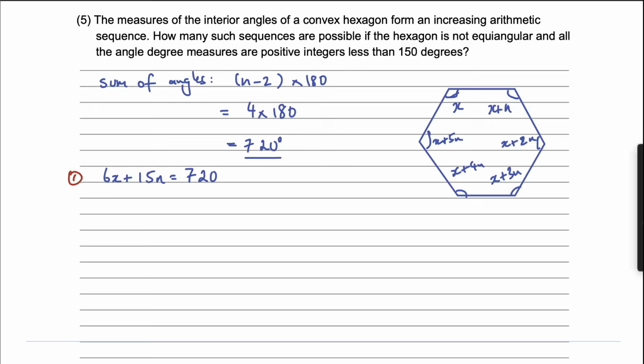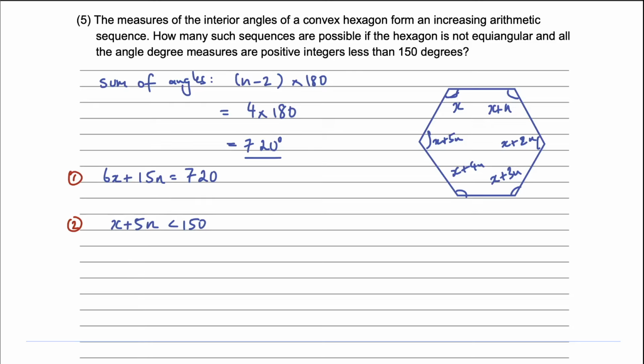Next, let's go back to the question again. And it says, all the angle measures are less than 150 degrees. So let's take this biggest one here. That's all we really need to worry about. And we can say that, which is x plus 5n, that needs to be less than 150. All right, that's like my second sort of equation. Well, it's an inequality, really, but it's going to help us to prove how many sequences are possible here. Firstly, what I'm going to do is to find some limitations for x. We can do that by rearranging these two formulas.